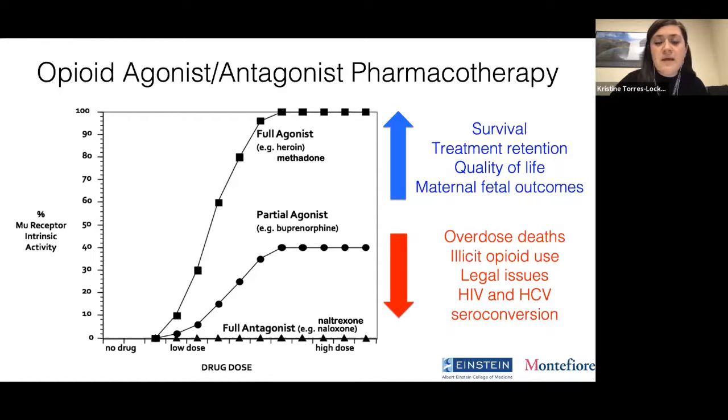So the one way we make sure that we give buprenorphine at the right time is we just make sure someone is in enough withdrawal to start it, so that when you give it, you're actually activating their receptor instead of bringing them down. Does that kind of make sense? Or any questions about that principle?